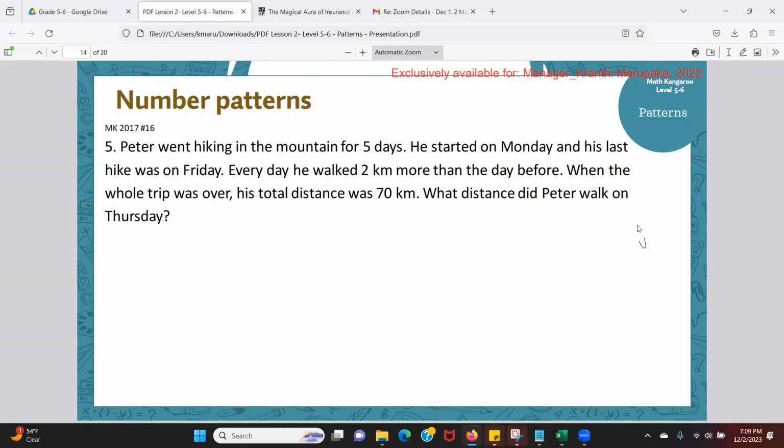So we can split this up into a diagram. So I'll just say on Monday, Tuesday, Wednesday, Thursday, Friday.